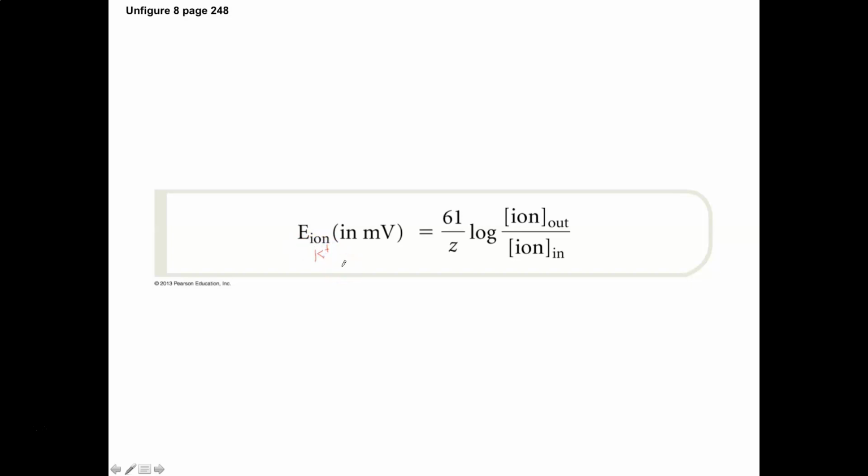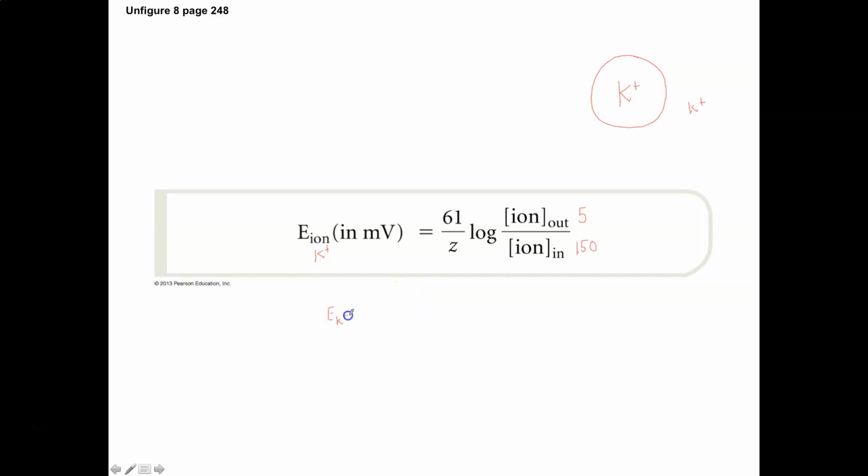So what is the concentration outside of the cell? Well, the concentration outside we know is low. Okay? When we look at a typical situation for human cells, high potassium inside, low potassium outside. So we're going to use the 5 millimolar concentration outside, and we're going to use the 150 millimolar concentration inside. So our equation looks like this.